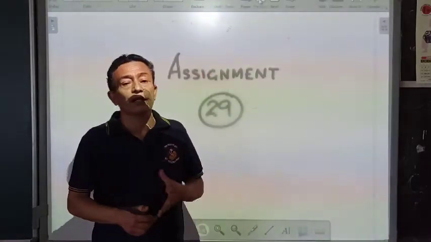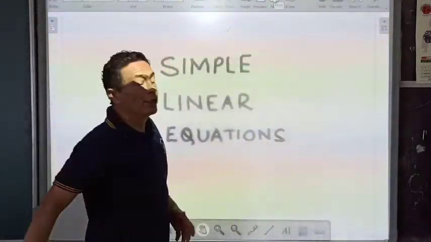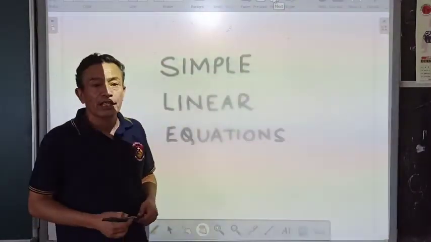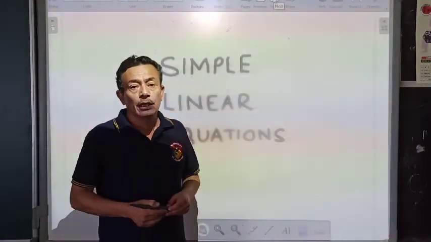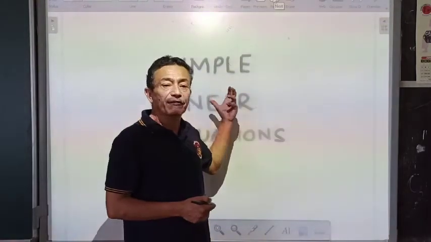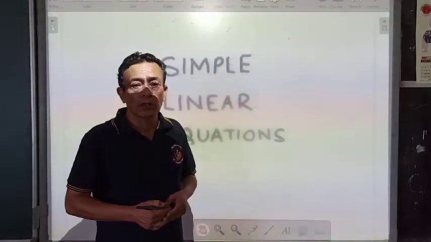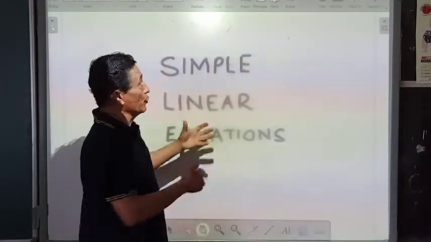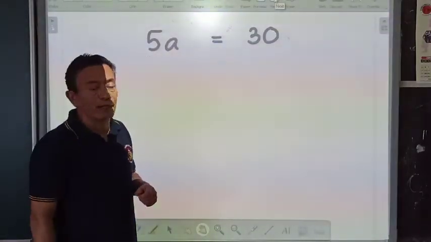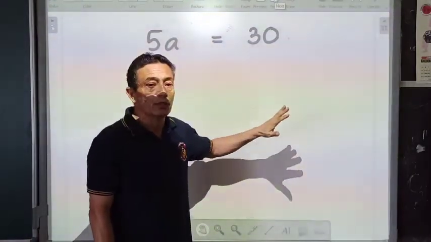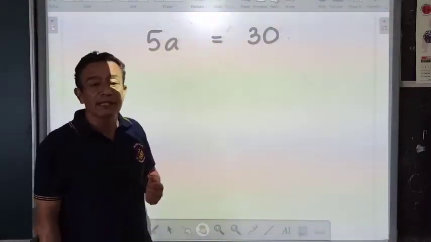So this video is in connection with your assignment number 29, and we are continuing with simple linear equation. In the previous video, I had taught you how to move something from the left hand side to the right hand side when it was being added or when it was being subtracted. Now today I am teaching you how to move something from the left hand side to the right hand side or vice versa when it is being multiplied or when it is being divided.